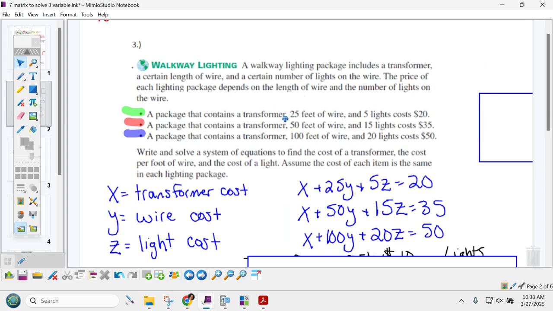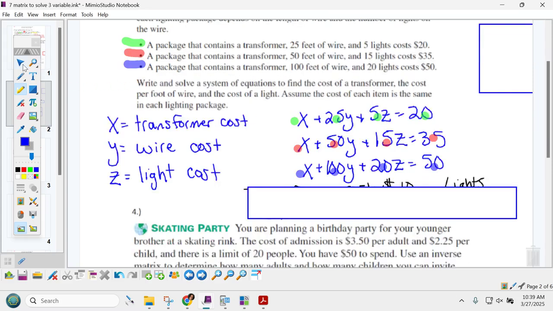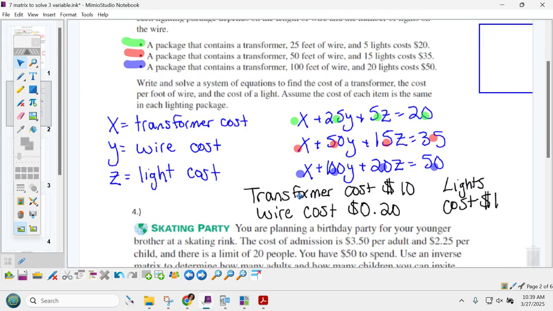So we have one transformer, 25 wire, 5 lights for a total of $20. And one transformer, 50 feet of wire, 15 lights, $35. And then the last sentence, those all match. Go to your calculator, type in all the matrix, A inverse times B, and you should get that the transformer costs $10, the wire costs 20 cents, and the lights cost $1.